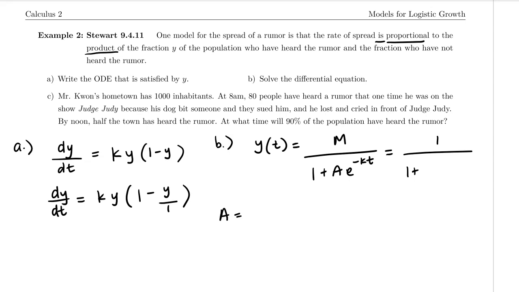So from earlier we had that the capital A is equal to the carrying capacity minus the initial population over the initial population. And so in this particular instance, M is equal to 1. That's the carrying capacity. And we don't really have a value for the initial proportion of people who've heard the rumor. And so I'm just going to call it y sub 0 or y naught. And so that's what's going to go here. In my formula, I will replace A with (1 minus y sub 0) over y sub 0, times e to the negative kt.